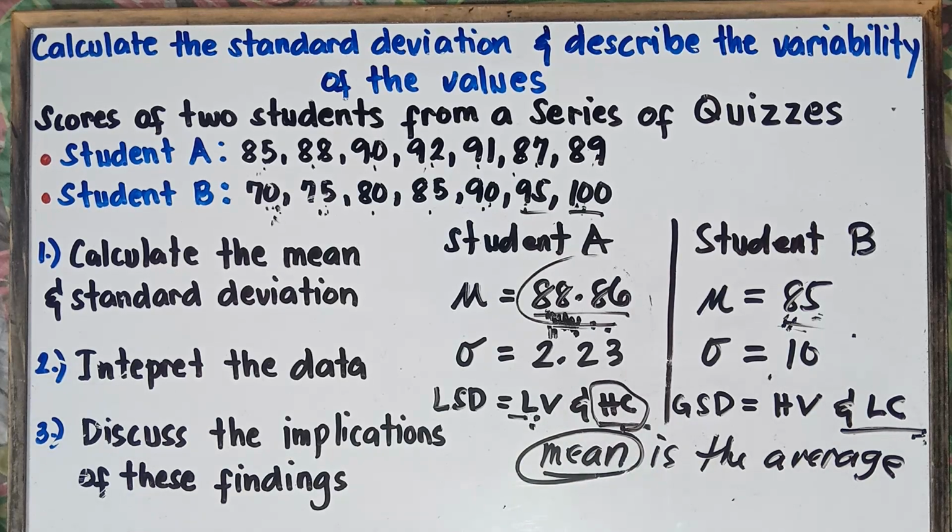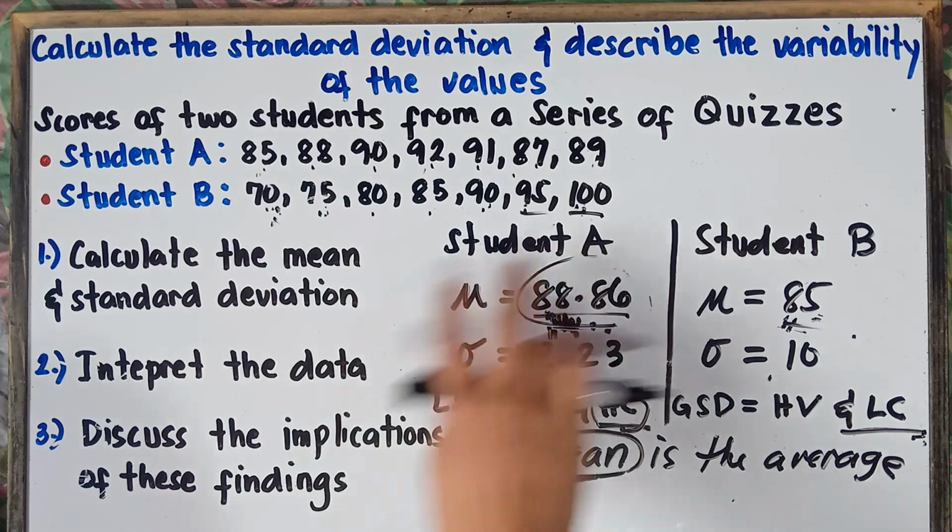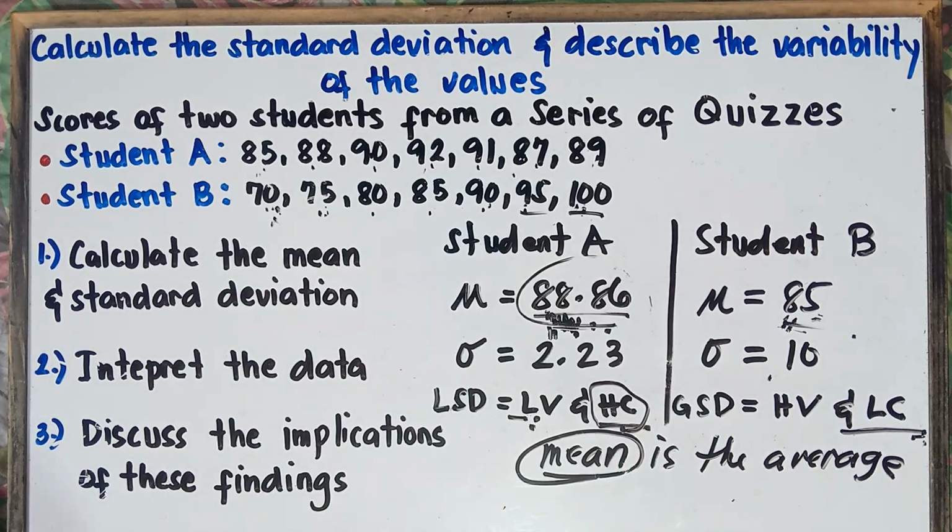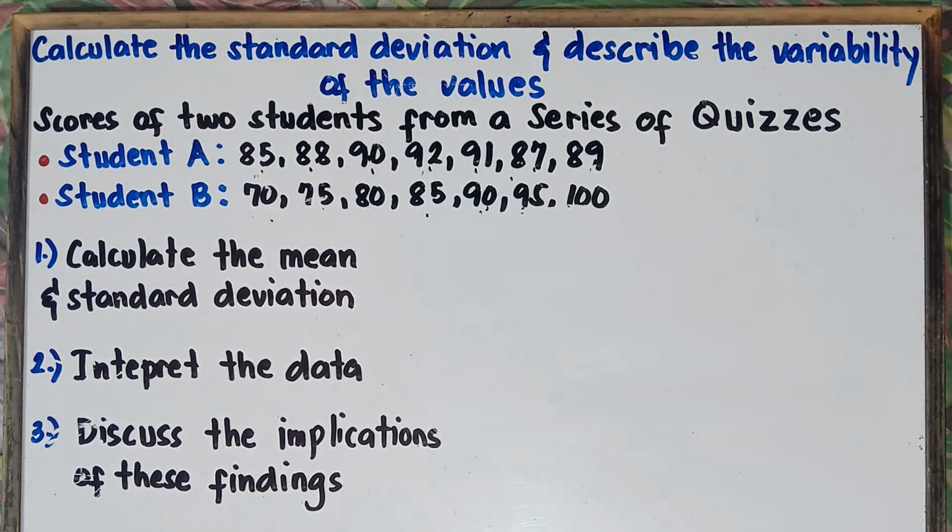So let me just write down, class, the interpretation of data for us to really understand this one. Let me just erase this one, class. We don't have enough space. Let me just write down the interpretation of data. Alright, so let's proceed now to our interpretation of data based on our given answer for the standard deviation.